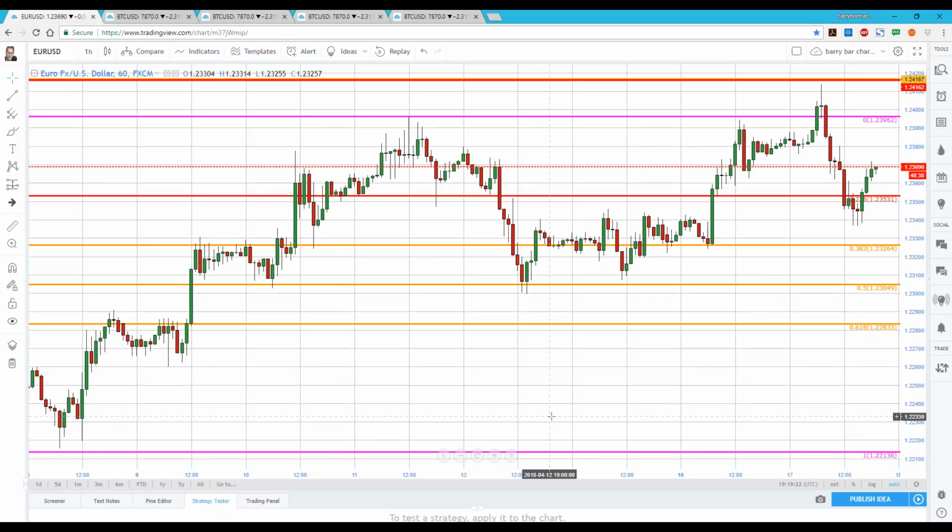Okay, so here's a current live chart of the Euro US dollar. Now, I've dropped on there pivot points, support and resistance from eyeballing, and you can also see the Fibonacci levels that were already put on the chart. So you see the fib levels here.